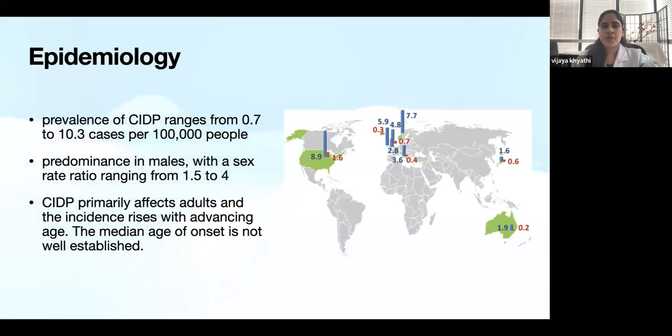Epidemiology. The prevalence of CIDP ranges from 0.7 to 10.3 cases per 100,000 people. As you can see, it's more in the United States, at 8.9 cases per 100,000 people, while it is less in Japan, at 1.6 cases per 100,000 people. It is more predominantly seen in males, with a sex ratio ranging between 1.5 to 4. It primarily affects adults, the disease incidence rises with age, and the median age of onset is not that well established.